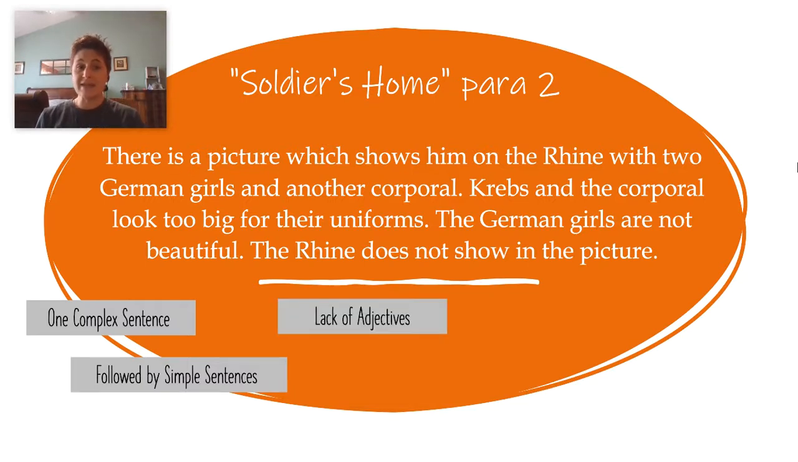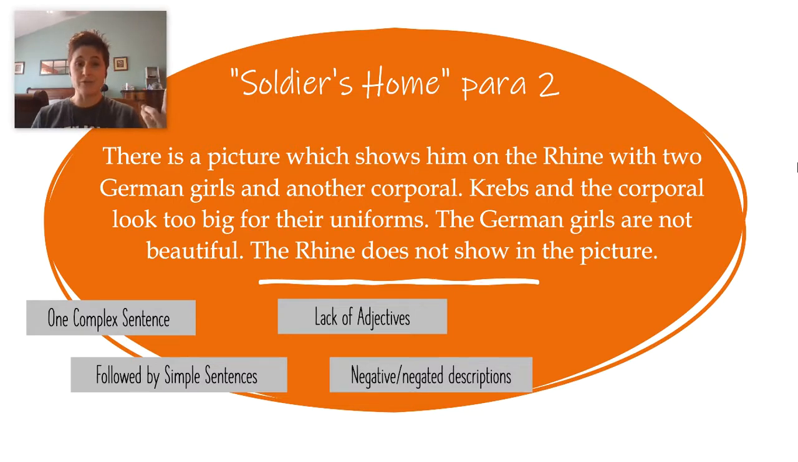So, complete lack of adjectives in the first sentence. There is a picture which shows him. No positives at all. And then the descriptive words we do get in the last three are just negative. Too big, not beautiful, not shown.